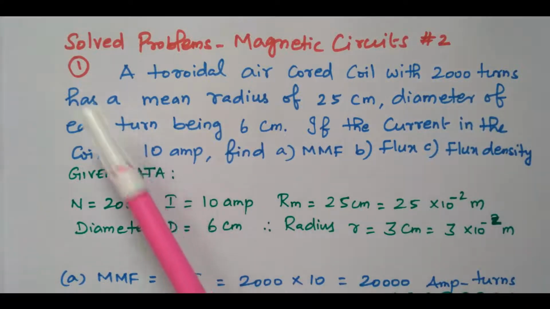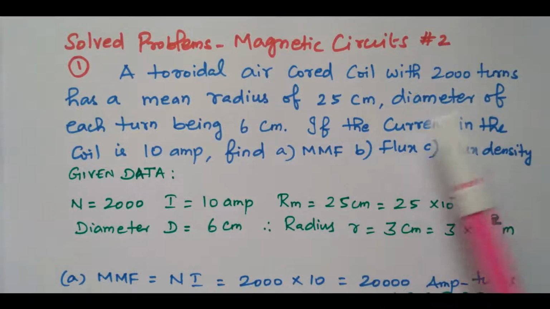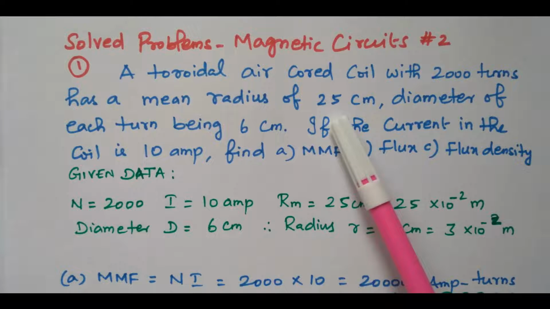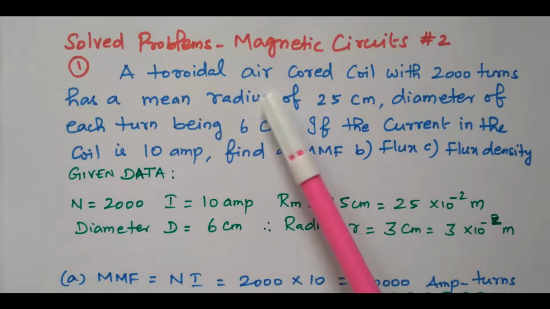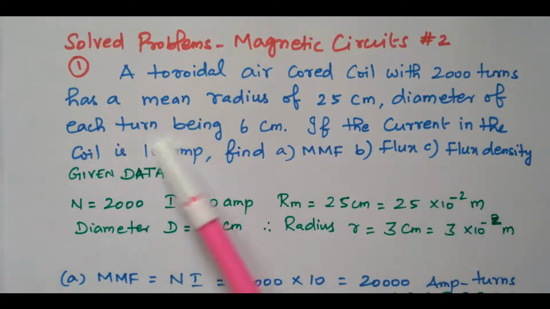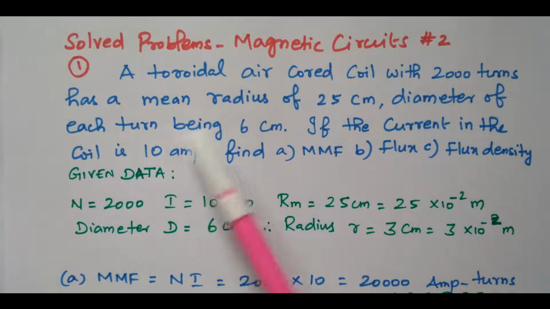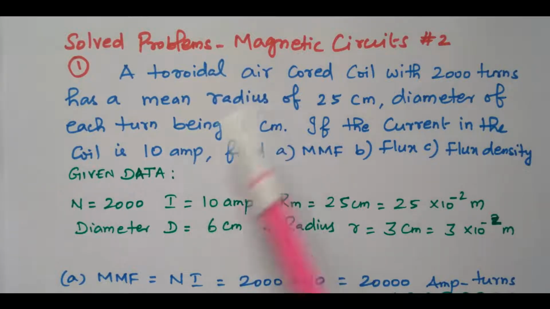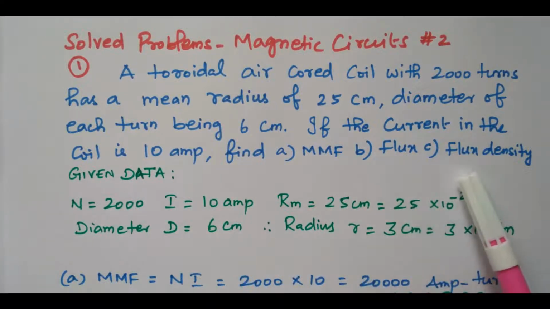Now we'll go to the first problem. A toroidal air cored coil with 2000 turns has a mean radius of 25 centimeter. This mean radius is nothing but the core mean radius. The diameter of each turn is 6 centimeter. This diameter is nothing but the diameter of the coil. This radius is the radius of the core. If the current in the coil is 10 ampere, find the value of mmf, flux, and flux density. These three parameters we need to find.